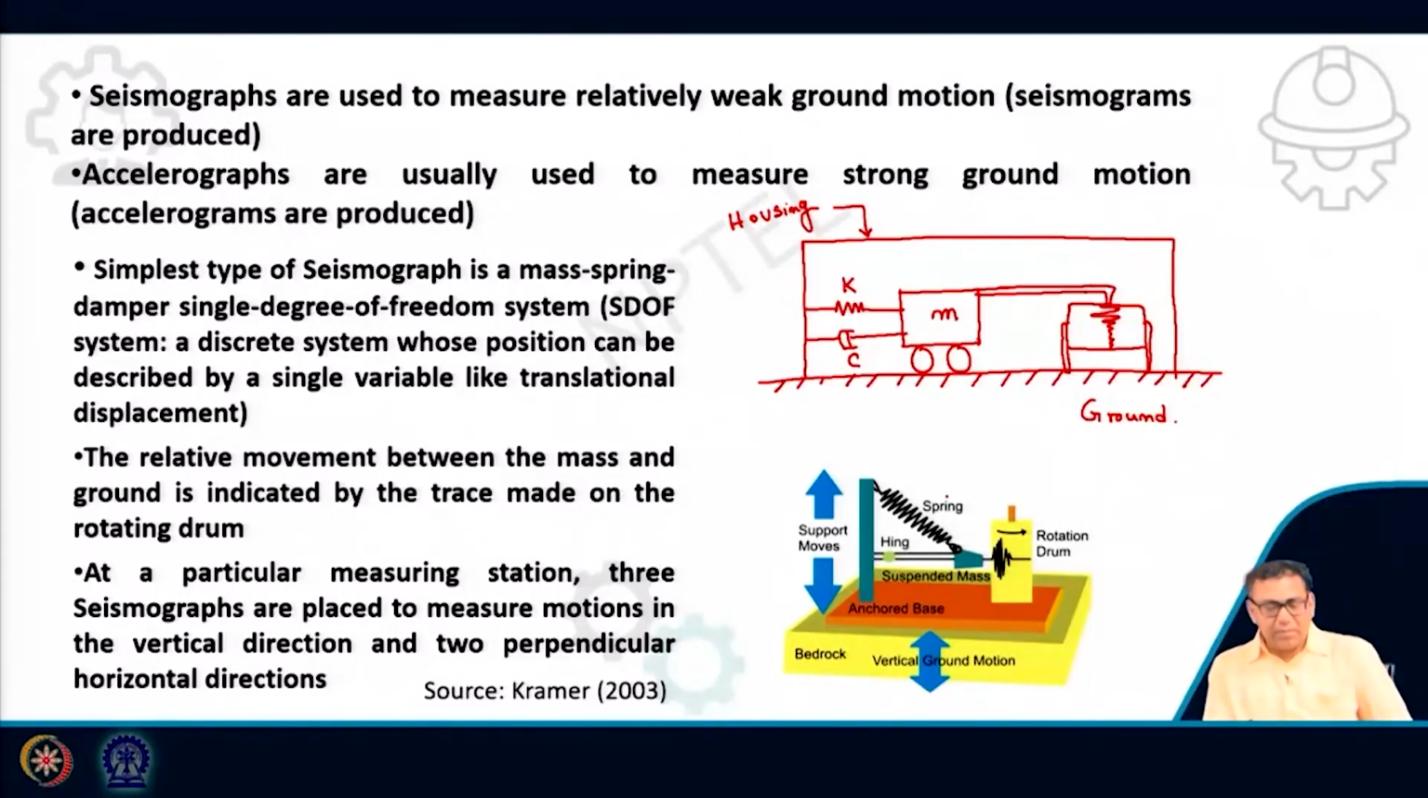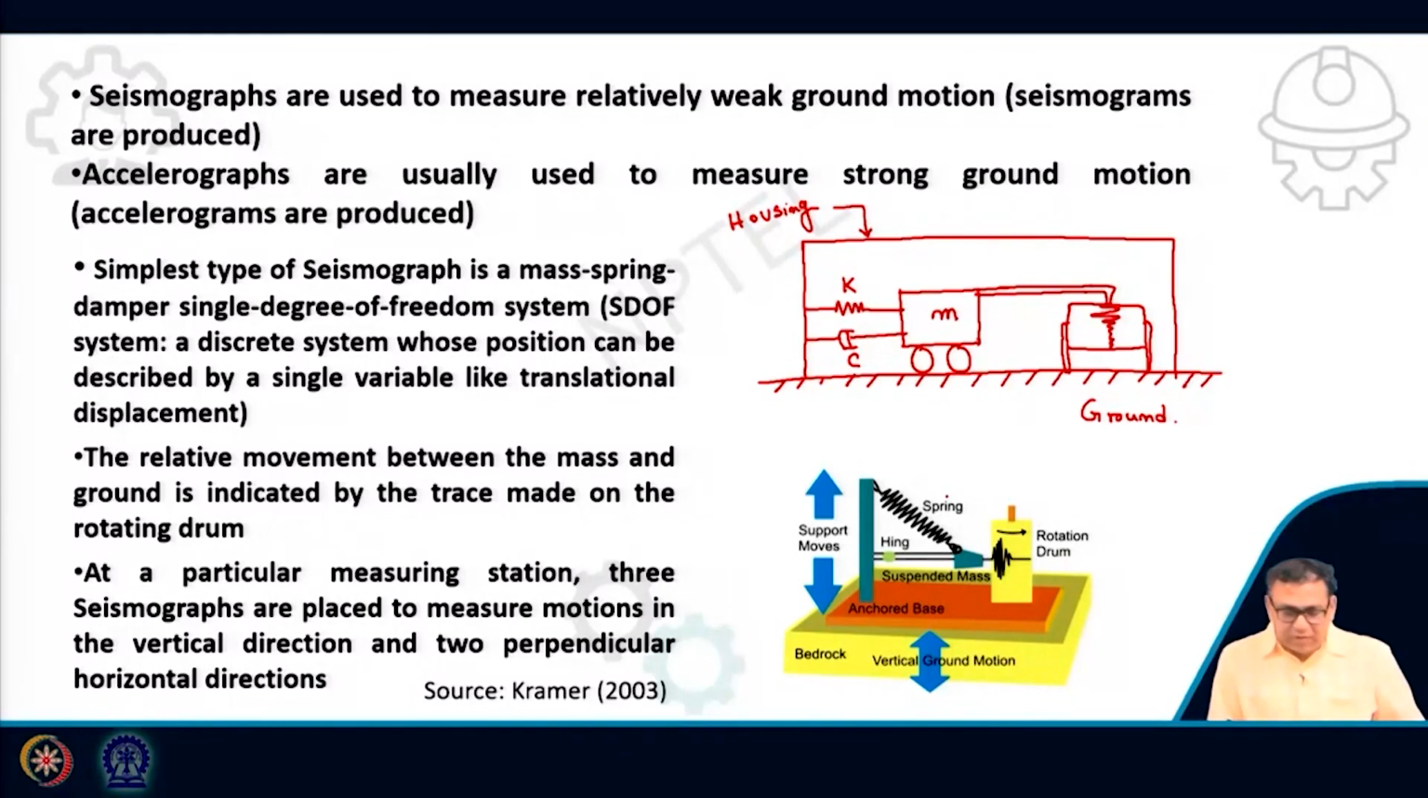At a particular measuring station, three seismographs are placed to measure motion in the vertical direction and two perpendicular horizontal directions. So at a particular station you provide three seismographs. One is used to measure the vertical motion and the other two are used to measure the horizontal motion. These three translational displacement motions are measured using three seismographs at a particular location.